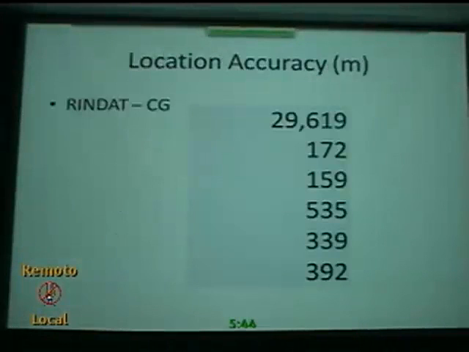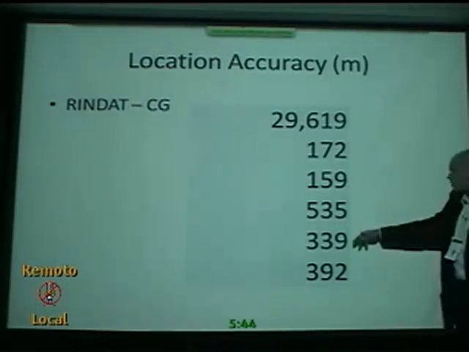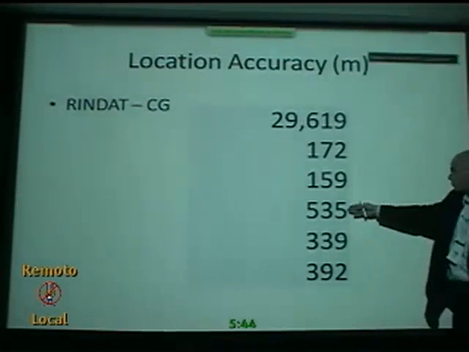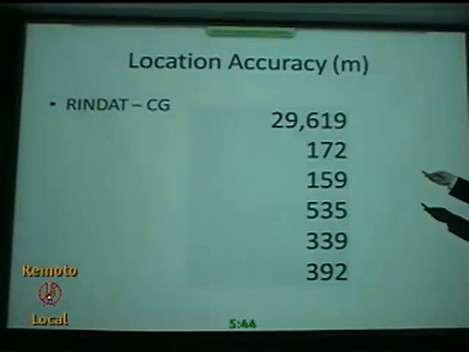Regarding detection, we got some pretty nice location accuracy. We compare the position of the reported location with the position of the tower. We know every flash occurring in the tower, and this for RINDAT was below 500. That was an anomalous case, and I'm still trying to figure out why sometimes it goes off scale. This is in meters, so this is 29 kilometers. This is 500 and less.